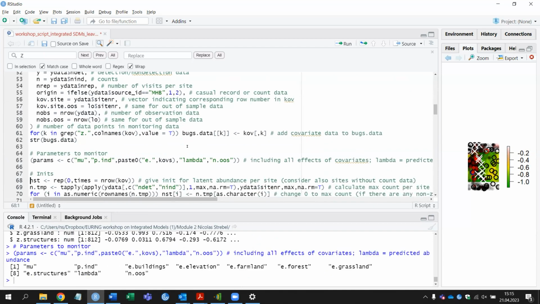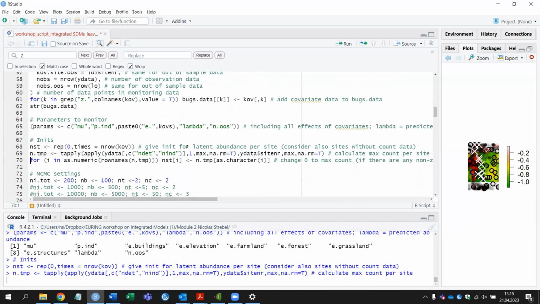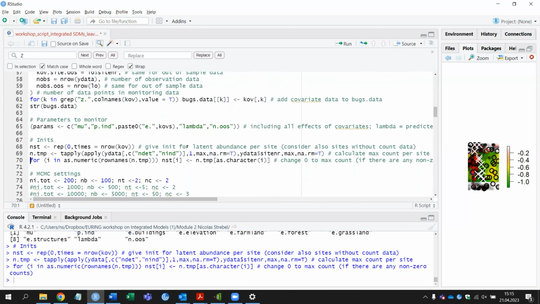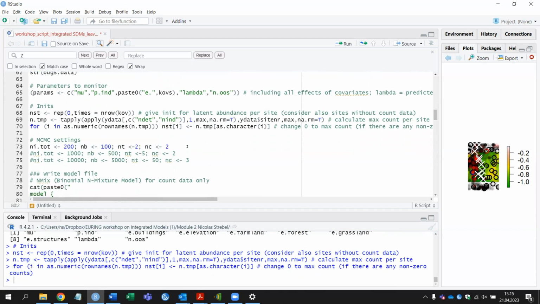Parameters that we want to look at when analyzing the data. Then I have to prepare some initial values so that checks doesn't crash when starting to run. For how long do I want to run my chains? These are the settings here: the number of iterations, number of burn-in, thinning rate, and number of chains. Hope you're more or less familiar with that. You can also interrupt me and talk more about that.